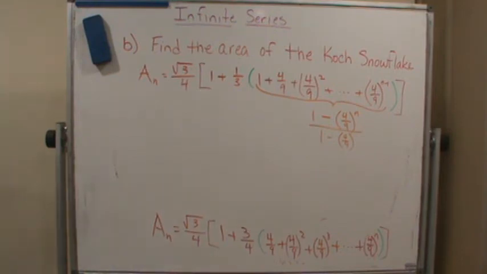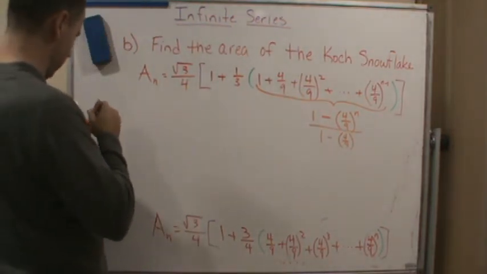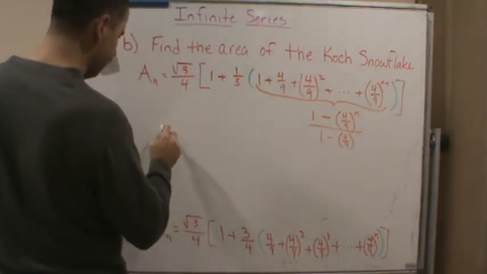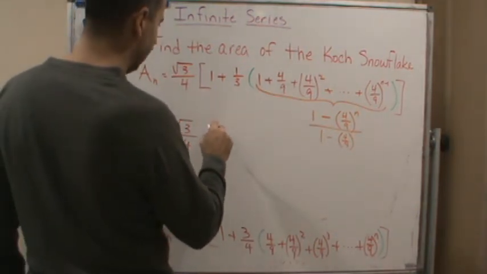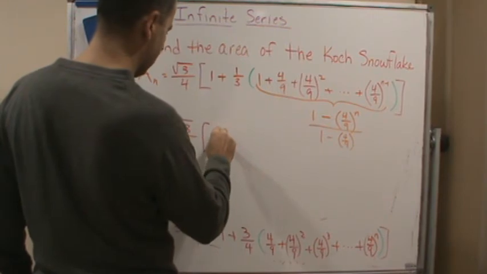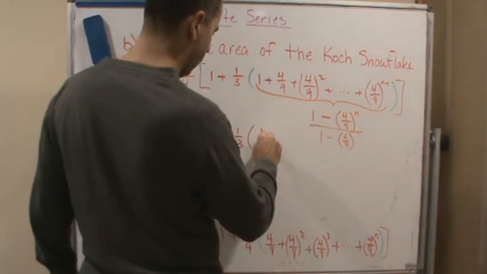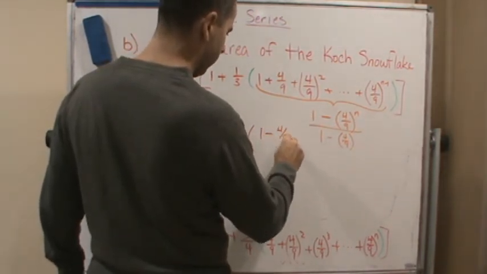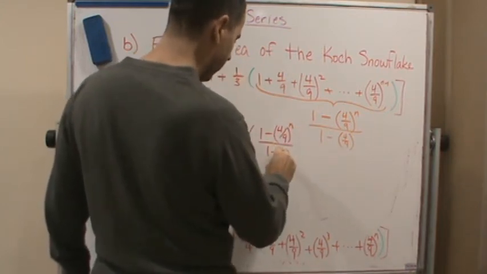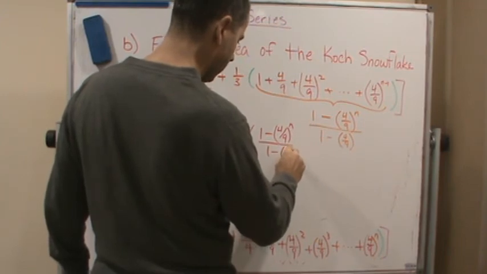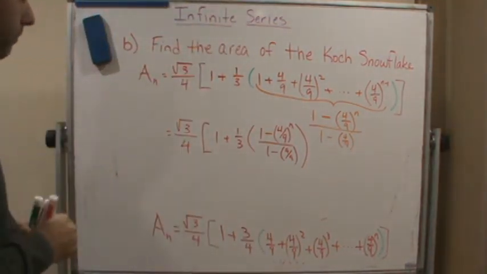Okay, so now what do we get? This reduces to, so now we can write a sub n as equal to the square root of 3 over 4 times 1 plus 1/3 times 1 minus 4/9 to the nth power over 1 minus 4/9.